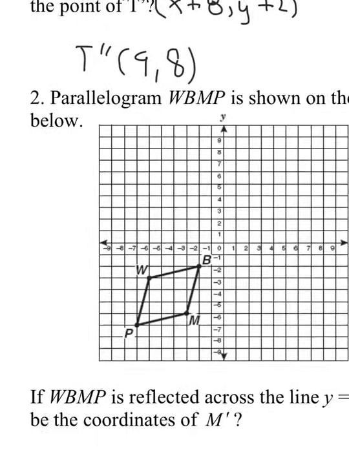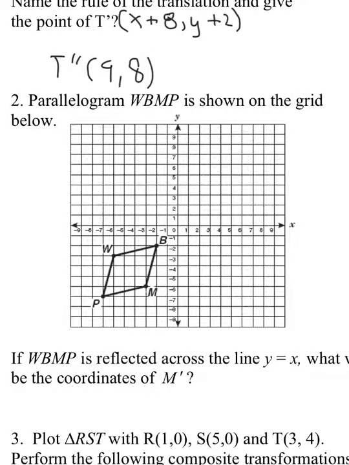Pretty simple stuff. Parallelogram WBMP is shown on the grid below. If WBMP is reflected across the line y equals x, what will be the coordinates of M? Let me see if I can do this. Y equals x is a line. It's diagonal, from bottom left corner to the top right, goes through the origin, has a slope of 1 over 1.